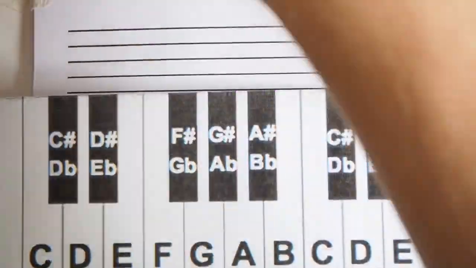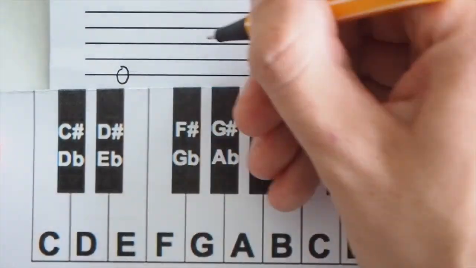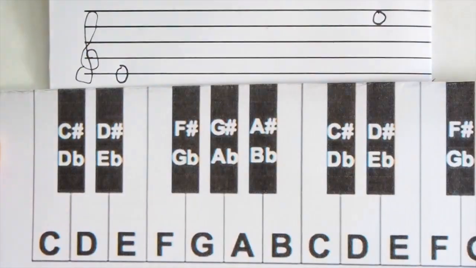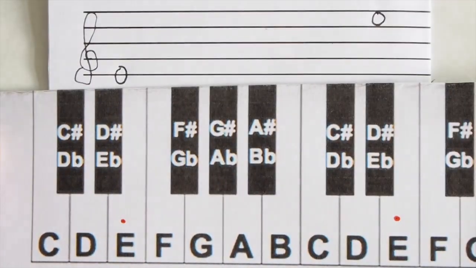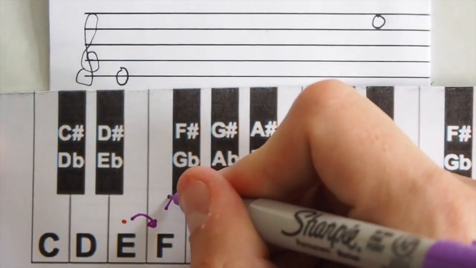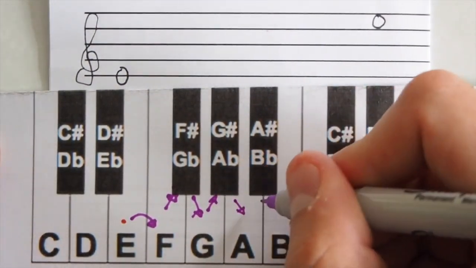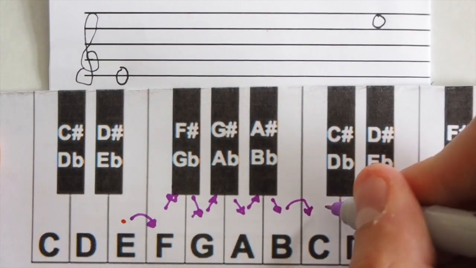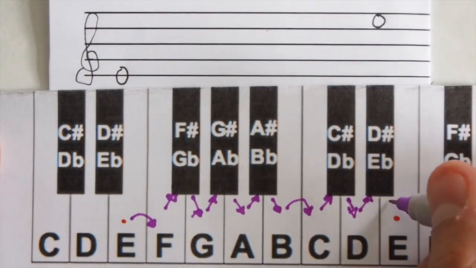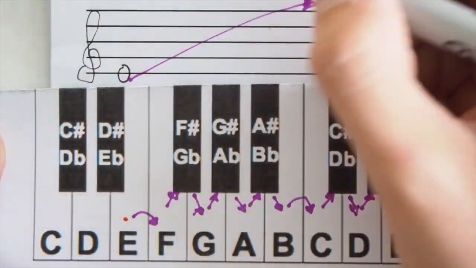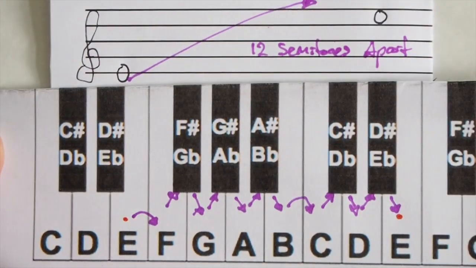If you take two of the same notes an octave apart, there are 12 semitones, or 12 half steps in between each note. 1, 2, 3, 4, 5, 6, 7, 8, 9, 10, 11, 12. We'll label semitone as S.